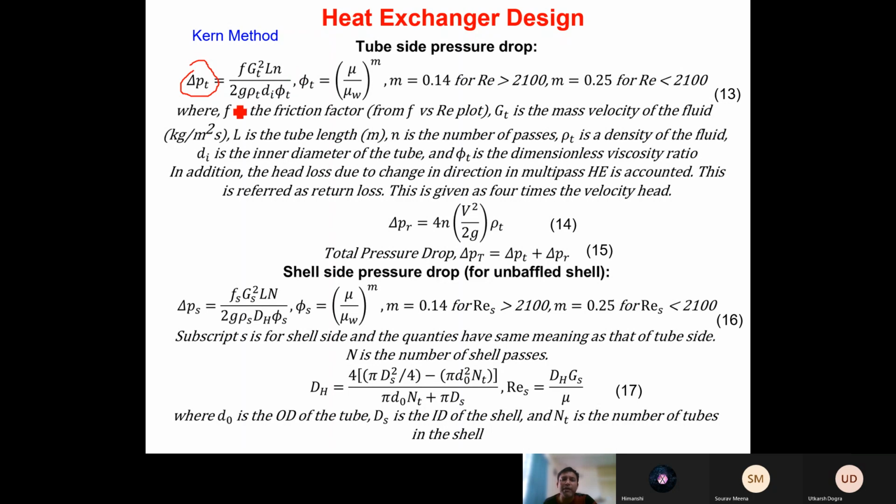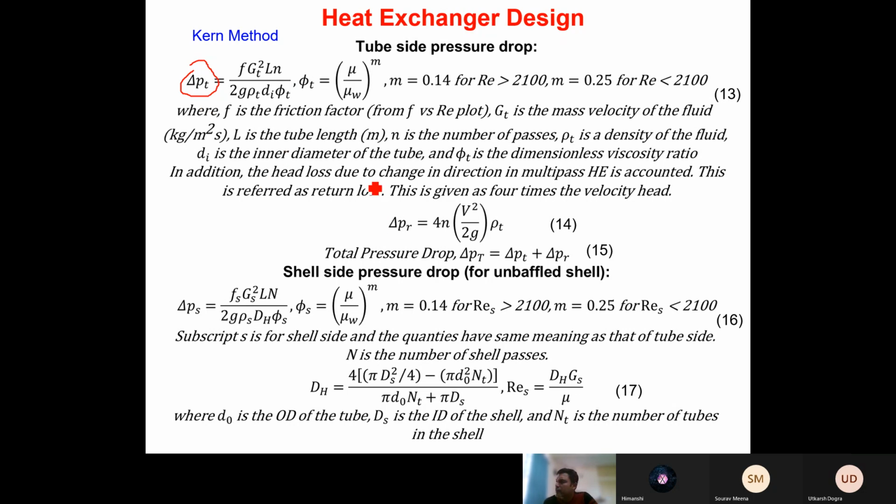delta P_T = 4 f G_T square L divided by 2 g rho_T D_i phi_T, where phi_T is the viscosity correction factor, G_T is nothing but the mass velocity of the fluid, L is the tube length, f is the Fanning friction factor. This Fanning friction factor you can get from this Moody's plot, which is nothing but f versus Reynolds number plot. So once you get this Fanning friction factor for a given Reynolds number, you can put it in this equation. You can calculate delta P_T.